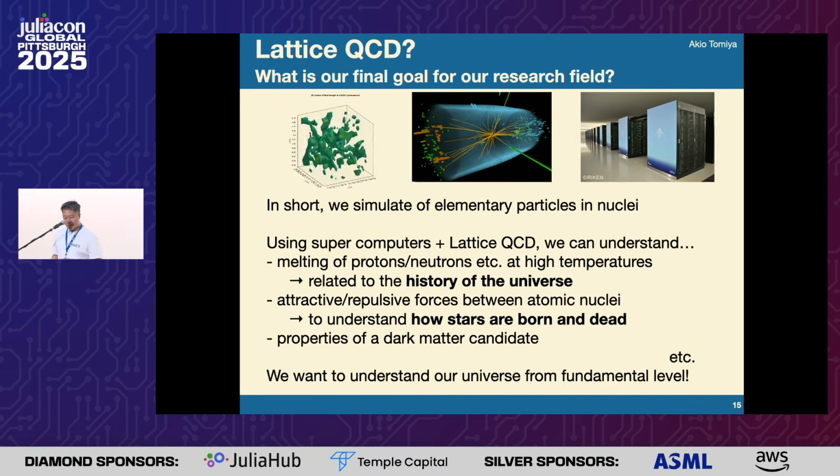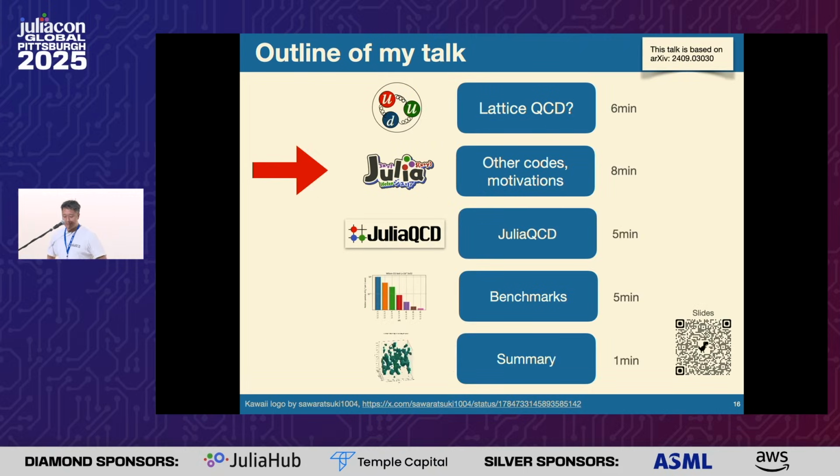The outcome of lattice QCD is very impressive because it can predict at which temperature neutrons or protons will melt. Or we can calculate the attractive or repulsive force between nuclei, or we can calculate some candidates for dark matter. Okay, so this is the introduction of lattice QCD.